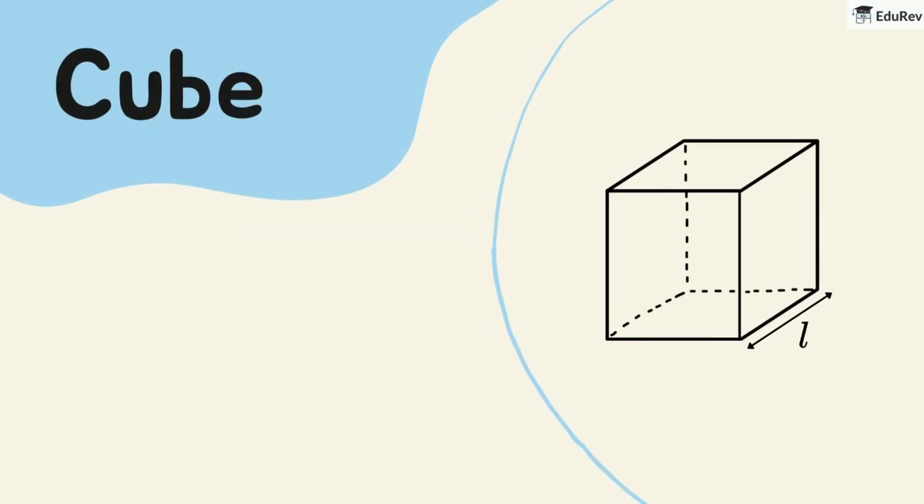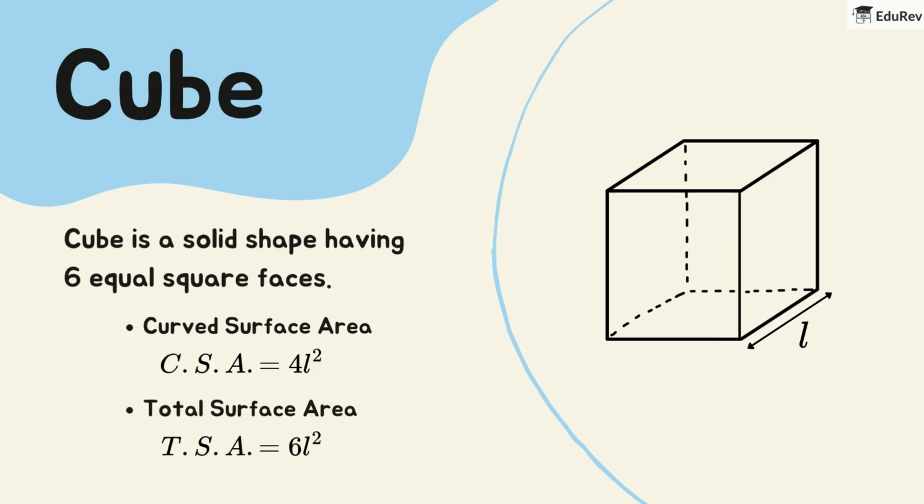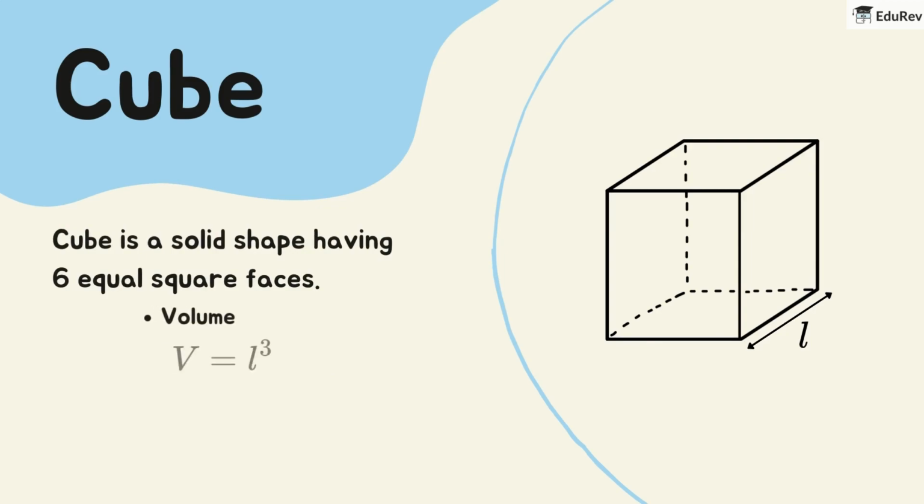Let's talk about the cube. A cube is a solid shape with 6 equal square faces. Its curved surface area is 4 times the square of its length. The total surface area is 6 times the square of its length. The volume of a cube is the cube of its length.